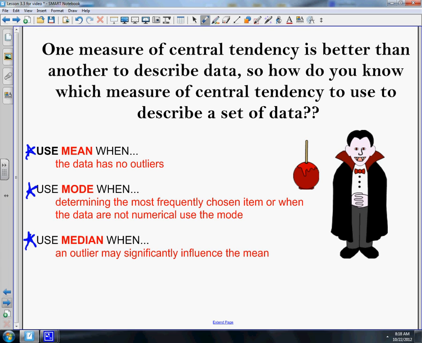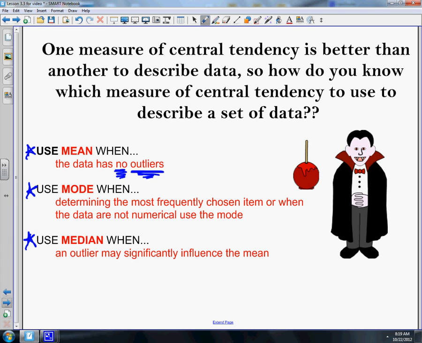Use the mean when the data has no outliers. So if I give you a set of data and ask which one is the best to use, you are going to use the mean when the data has no outliers. Use the mode when determining the most frequently chosen item or when the data are not numerical.